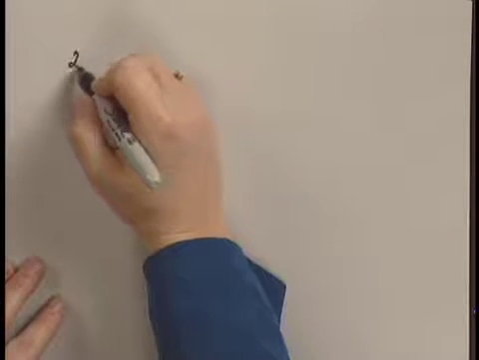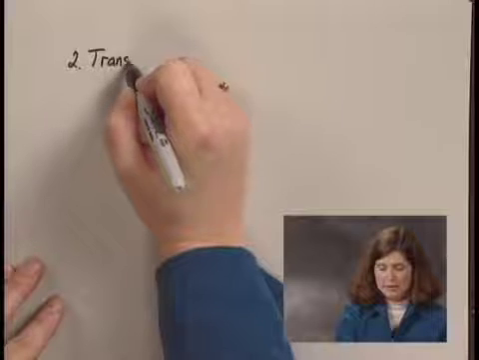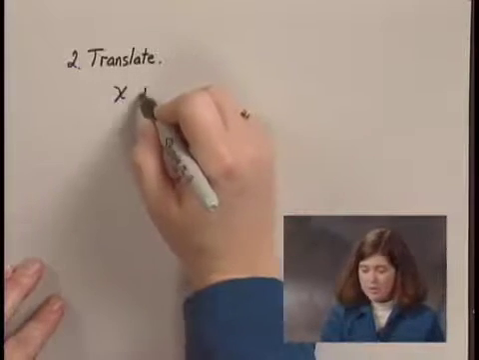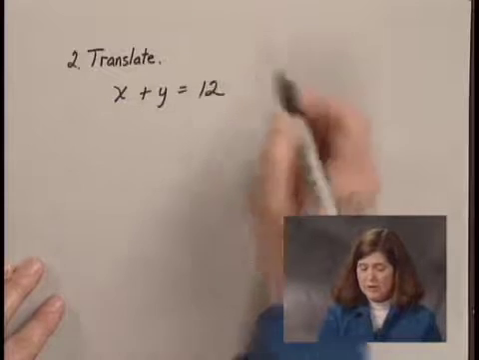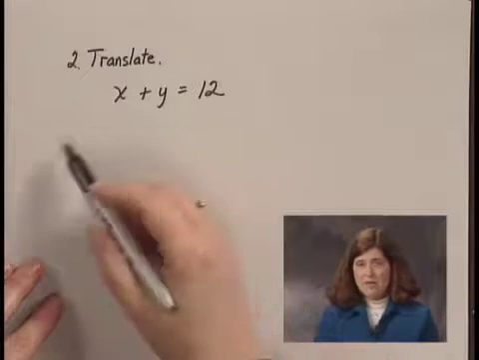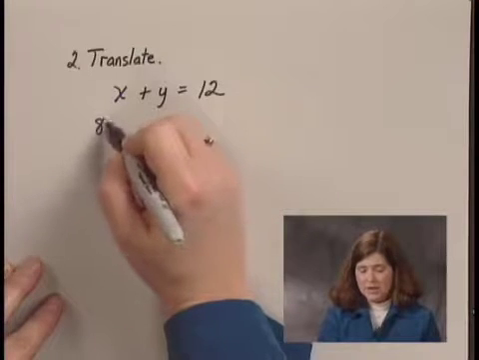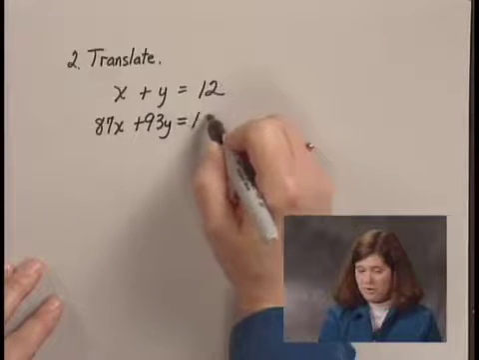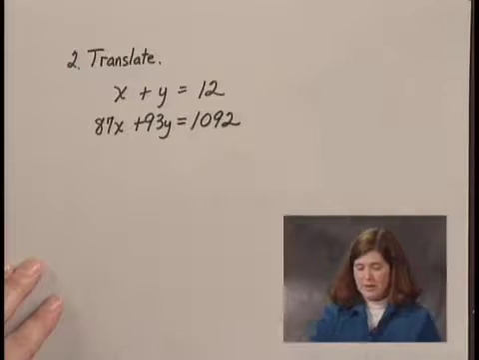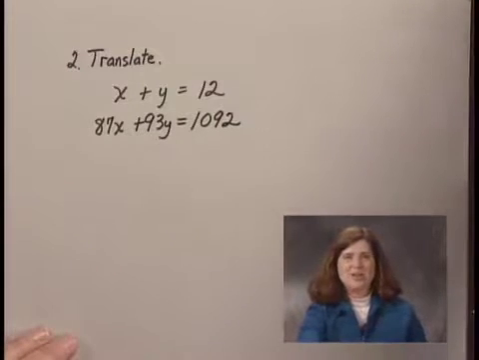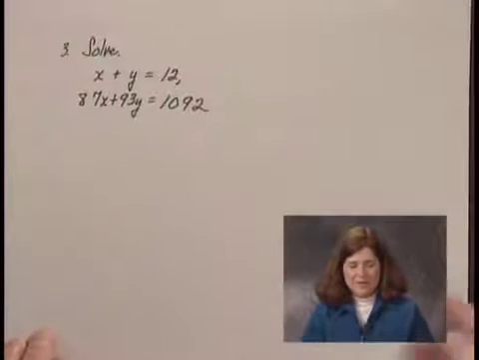We move to our second step, translate. And we have from the top row of the table that x plus y has to equal 12. This has to do with the total amount of the gasoline. To have the correct octane, we need 87x plus 93y equals 1,092. And this came from the third row in the table. So now we're ready to solve that system of equations.